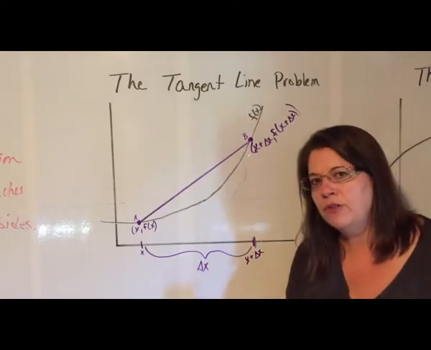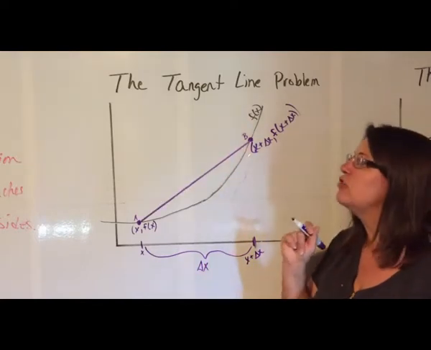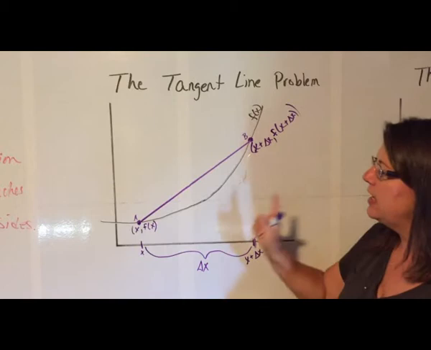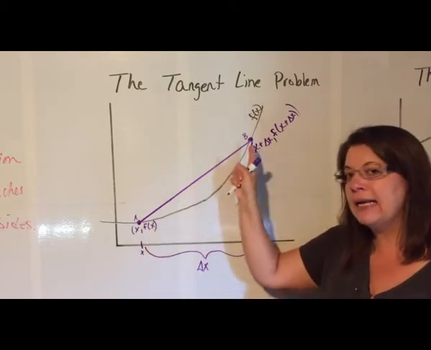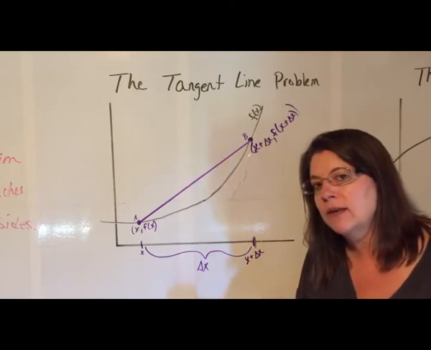The basic principle for the slope of a tangent line is, if we have 2 points and I draw a secant line between those 2 points.